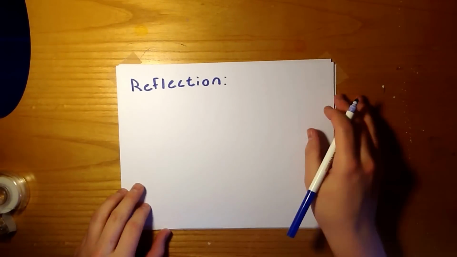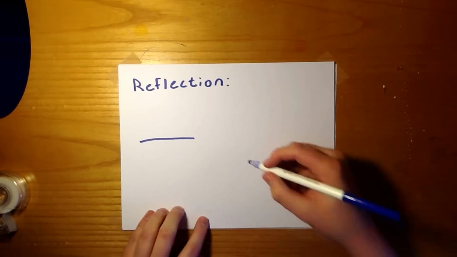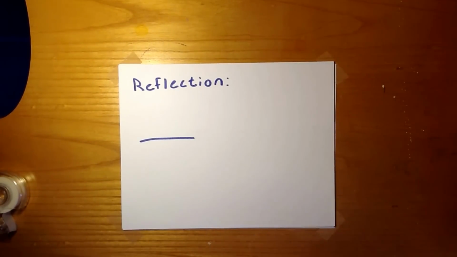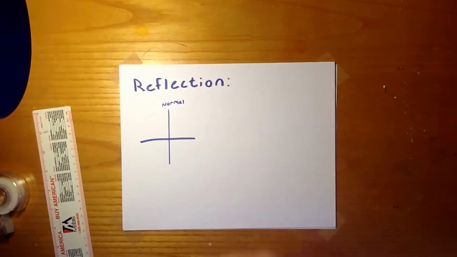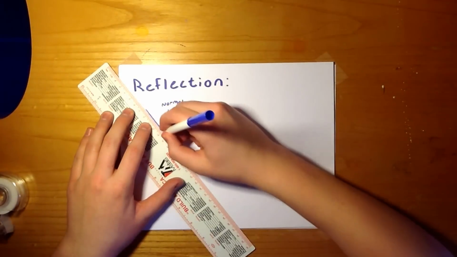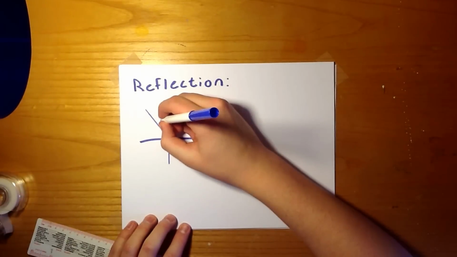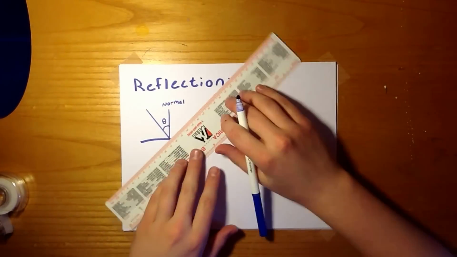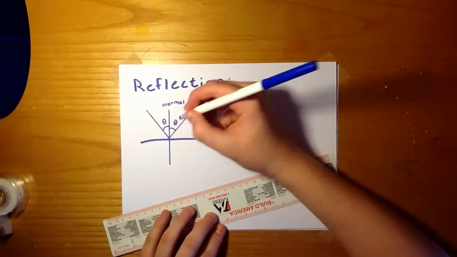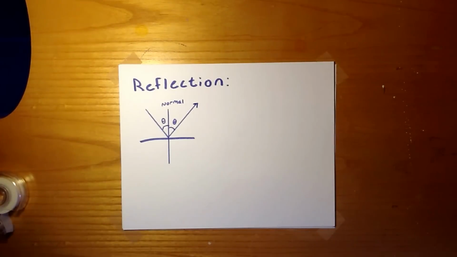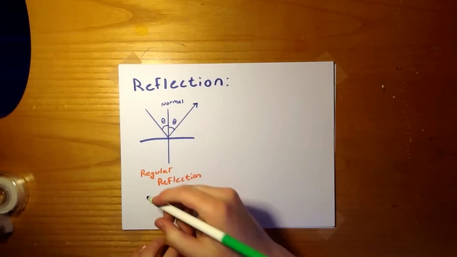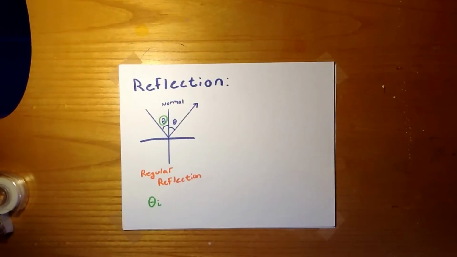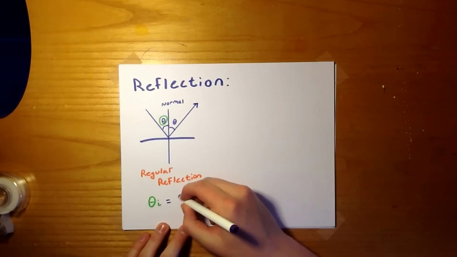Okay, the first topic in this chapter is reflection. Reflection is a fairly easy concept and there's not a lot of work involved. So first we need to understand the two kinds of reflection, regular and dispersion. In regular reflection, the angle of incidence equals the angle of reflection, which simply put means that light bounces off at the same angle that it hit with. Again, this is called regular reflection, and all it means is that theta of incidence equals theta of reflection.